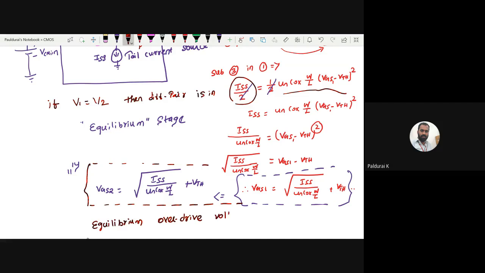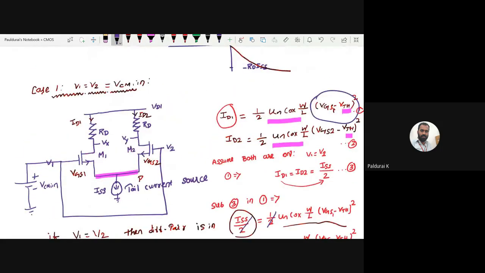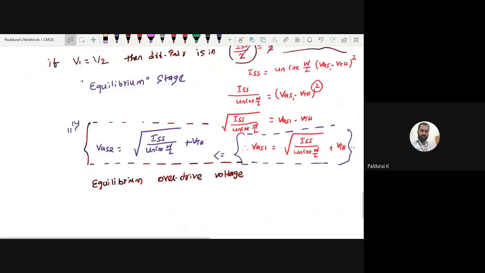Overdrive voltage, what do you mean by overdrive voltage? First of all, overdrive voltage என்னன்னு சொல்லி கொடுத்துருக்கேன். This is called your overdrive voltage, this VGS minus VTH, right? That is your overdrive voltage. So now you want to calculate this VGS minus VTH in equilibrium stage. That's why he has given the name equilibrium overdrive voltage, right? So VGS minus VTH in equilibrium stage. So what is the value for VGS minus VTH? It may be VGS1 minus VTH or VGS2 minus VTH, right? Both are same.